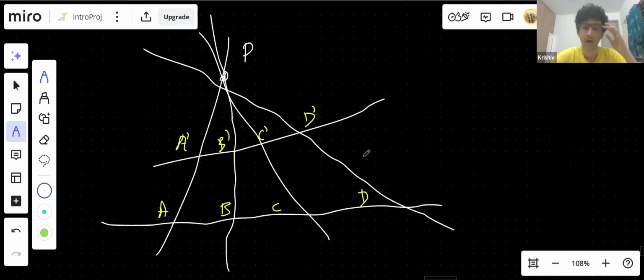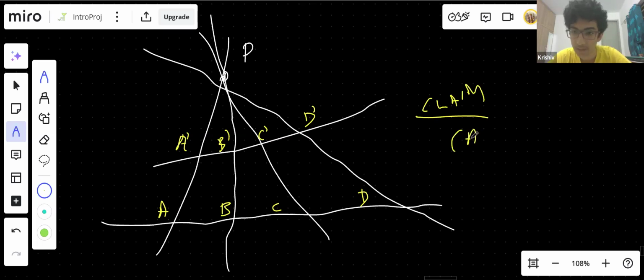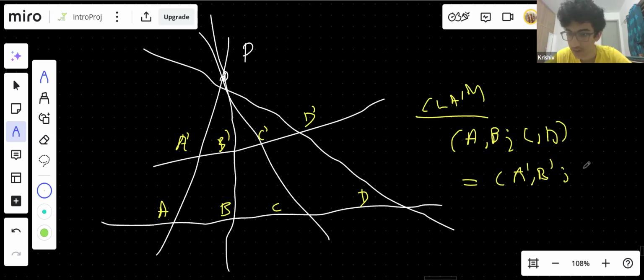Now, I claim this, okay? Claim: the cross ratio A, B, C, D is equal to the cross ratio A dash, B dash, C dash, D dash.